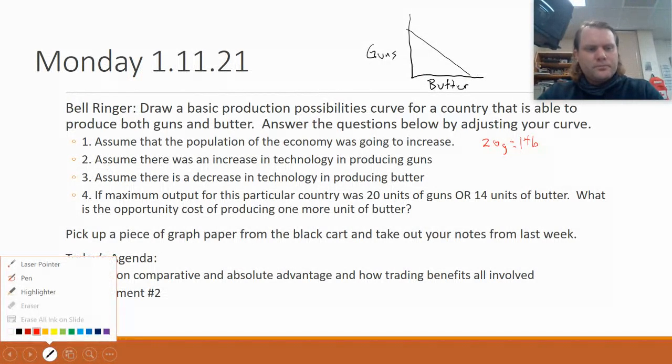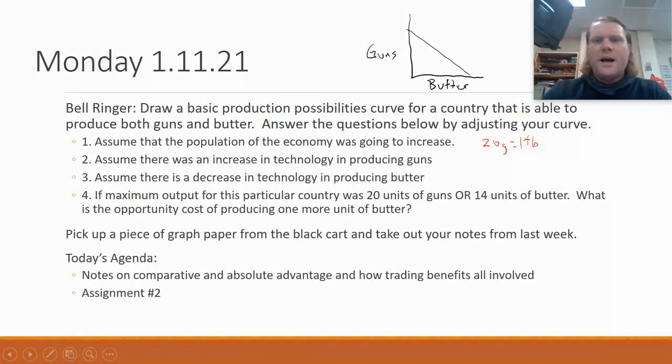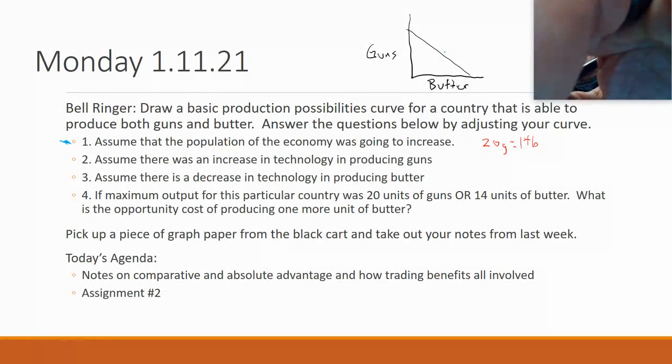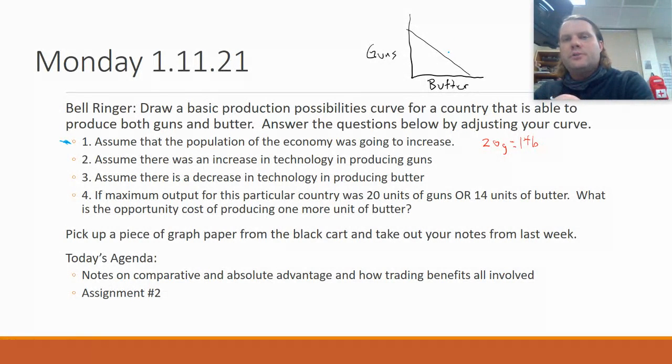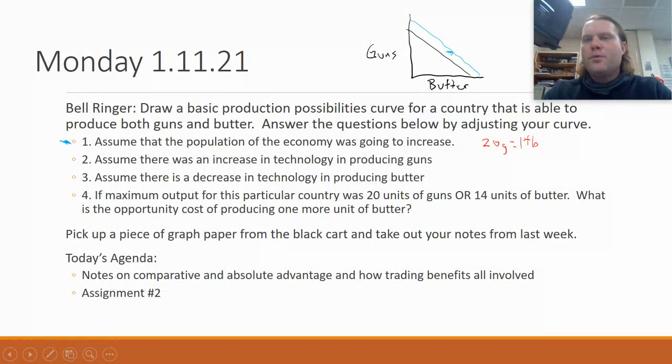First things first, we've got some shifts in our production possibilities curve. So for number one, we've got the population increasing. And I just made two theoretical products here. In an economics class, they're going to call guns manufactured goods and they're going to call butter service goods or whatever. Well, the bottom line is we need people to produce both. So we have an increased population. That's going to increase resources for everything. Our new production possibilities curve is going to completely shift to the right. We've got more people, we can produce more stuff in both products.